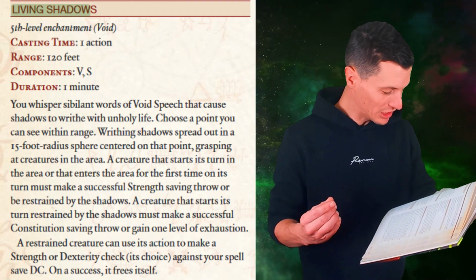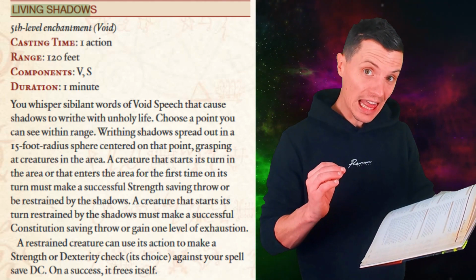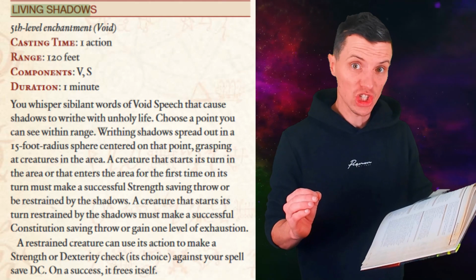A creature that starts its turn restrained by the shadows must make a successful constitution saving throw or gain 1 level of exhaustion. That is the power of void magic. By changing the reality around you, you're actually making shadows grasp onto people. Normally, shadows aren't able to do that. Normal shadows are just being cast on a wall and they're just good where they are. But this time around, they're actually grasping people. And the longer they grasp you, the more levels of exhaustion you get, which can become really dangerous really fast.